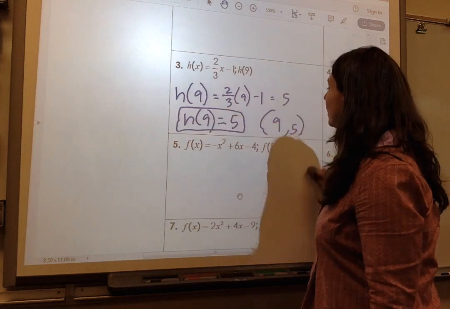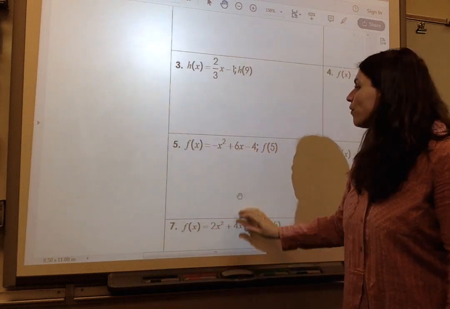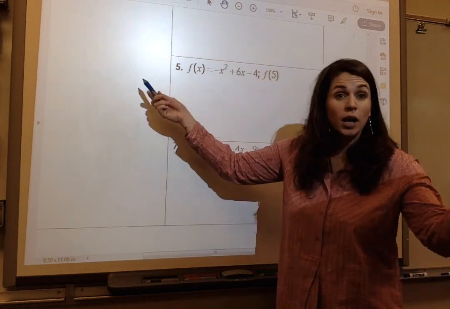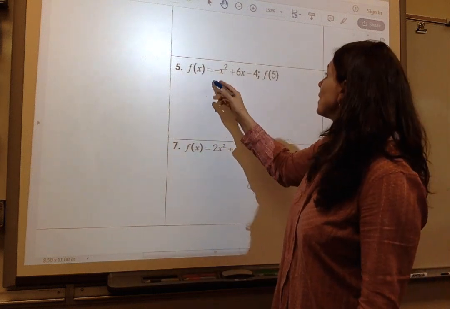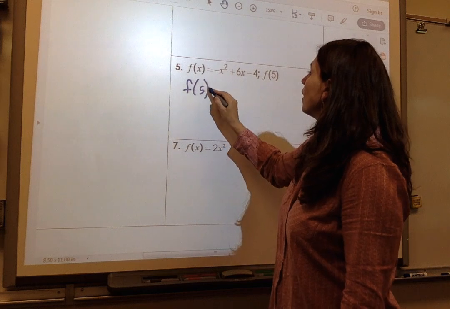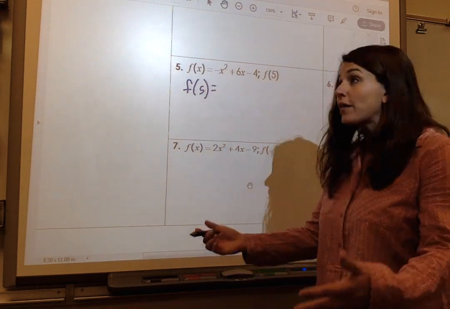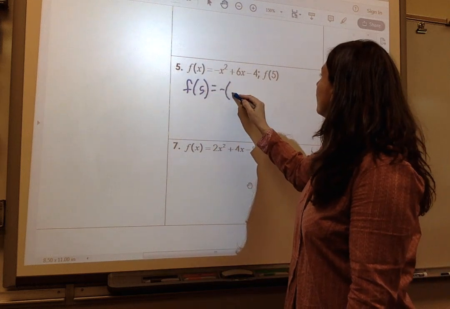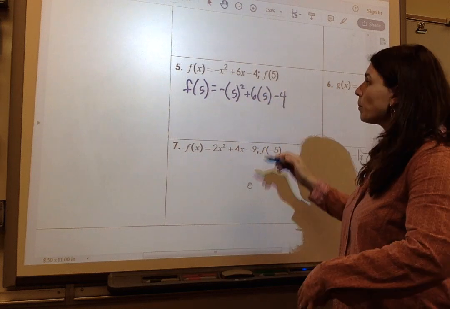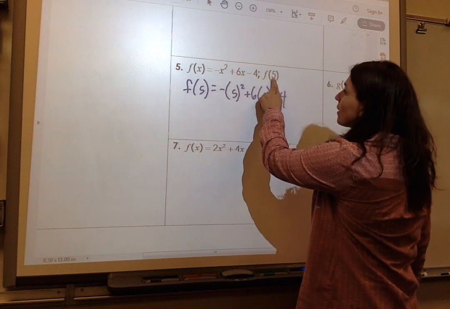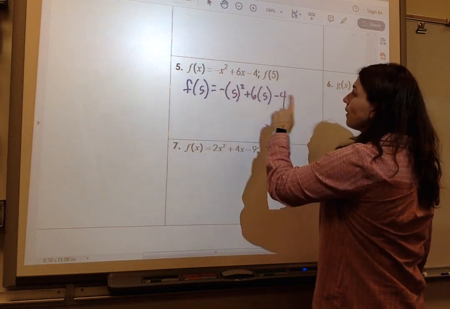Okay? All right. So now, if you look at number 5, here I am talking about my f function. So when my input of my f function is 5, what's my output going to be? So now I've got to evaluate. Well, negative x squared plus 6x minus 4. Remember, we've evaluated all year long. So when x is 5, I plug in a 5 here and a 5 here.